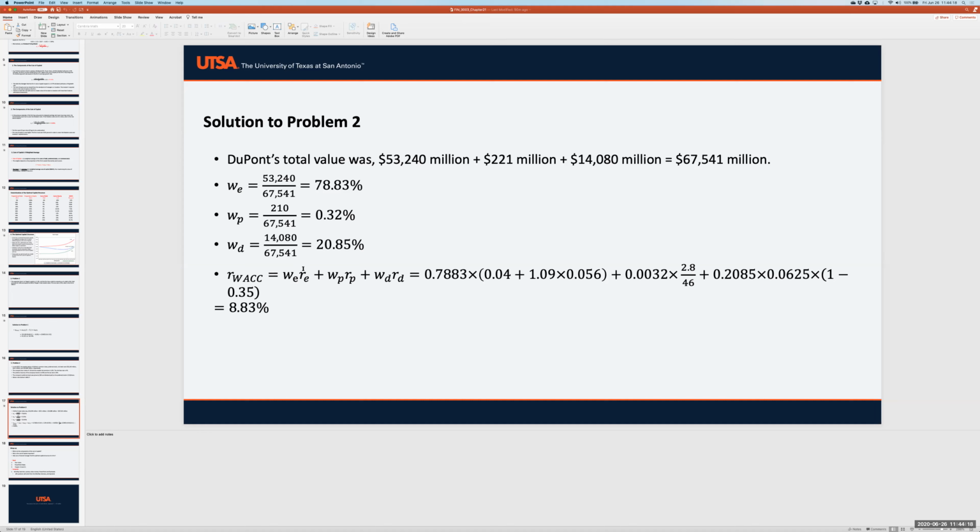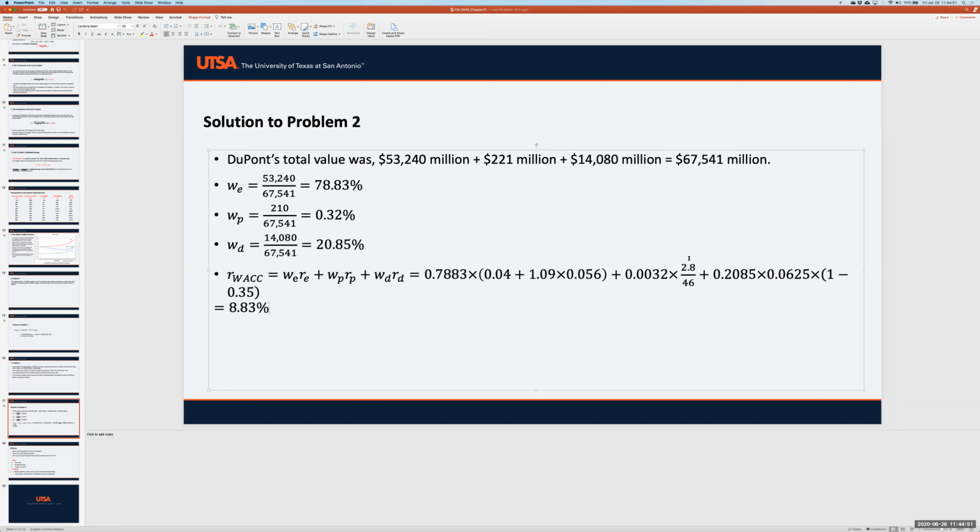In the second step, you need to find the cost of equity, cost of preferred stock, and cost of debt. So the cost of equity is computed here by using the capital asset pricing model. This is the risk-free rate, this is beta, and this is the risk premium. And you will find the cost of equity by using the capital asset pricing model. And this is 32% for the preferred stock.